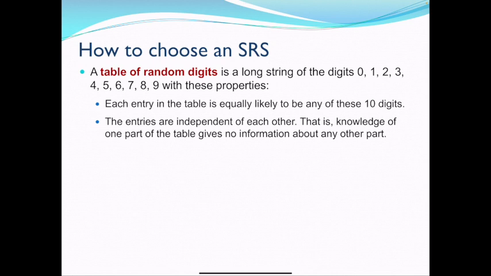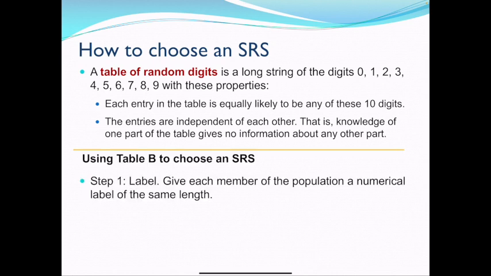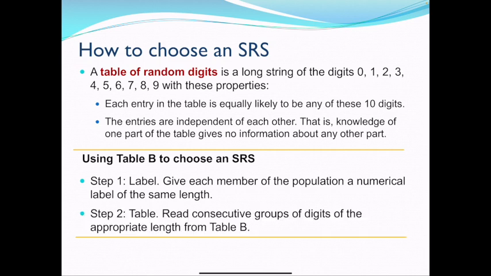So how do I use a table of random digits? The first thing I need to do is give each member of the population a numerical label of the same length. So I wouldn't have subject 1 and 10. I could give them all 3 digits, right? Then we're going to read consecutive groups of digits of the appropriate length from Table B, and my sample contains the individuals whose labels I find. And we're going to go through an example of this.